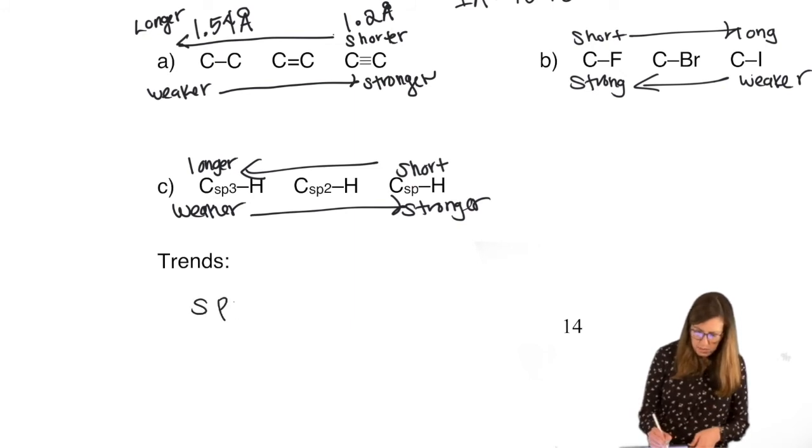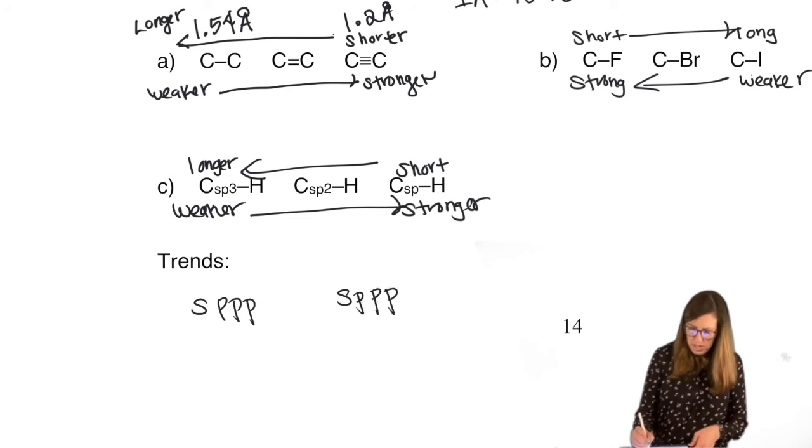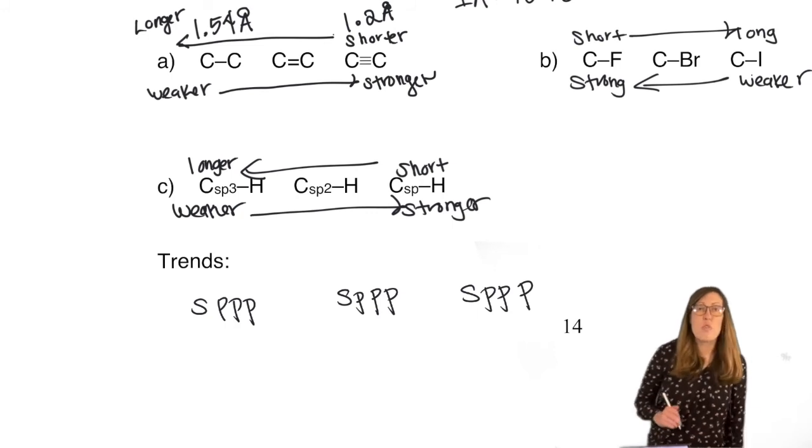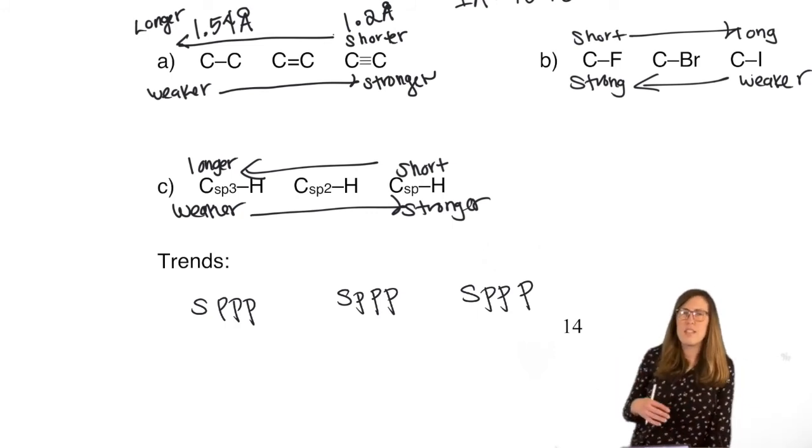We're going to see this a lot. Something with more s character does this or does that: shorter bond, stronger bond, more acidic, less acidic, affects its reactivity in some way. So it's good to straighten that out now. What does that mean, more s character? It means what you might think it means.